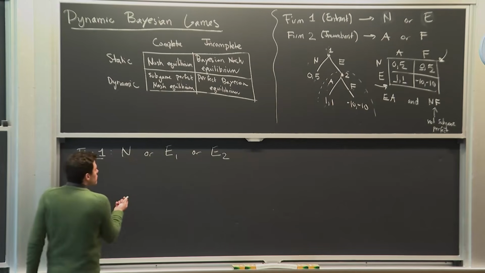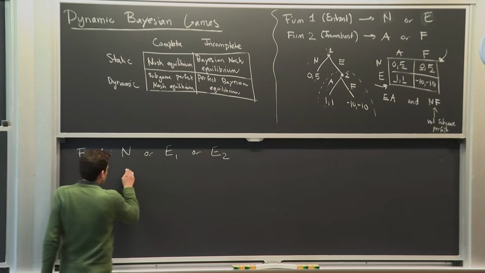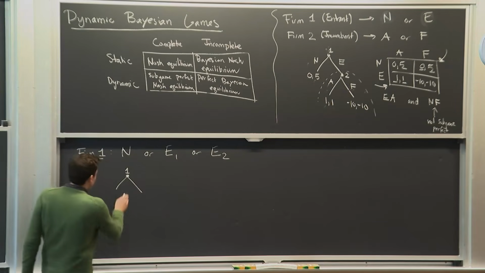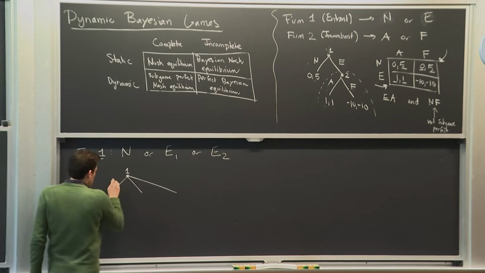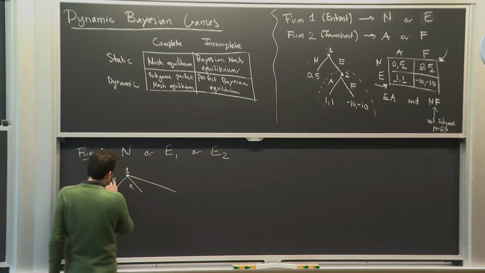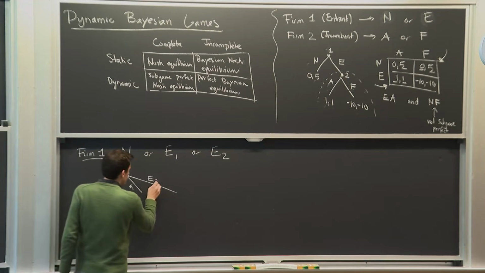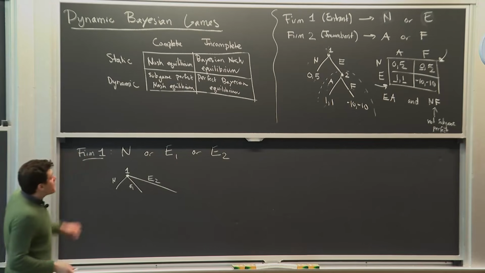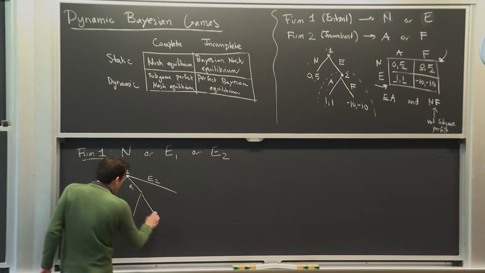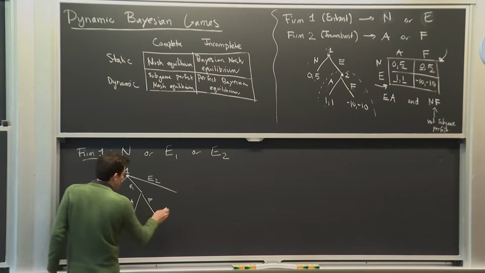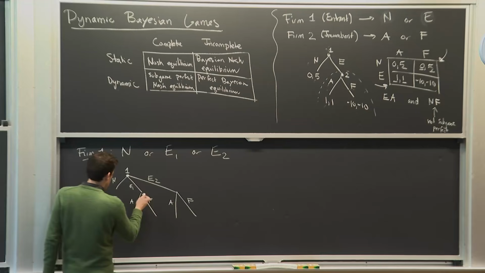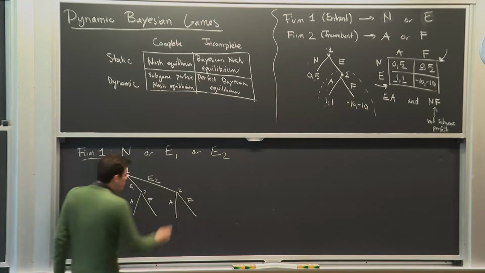And now let's write out how this looks. So we have firm 1 here. Firm 1 is now choosing not enter, E1 or E2. Again, if they don't enter, the payoff is 0.5. If they enter in this way, firm 2 chooses accommodate or fight. If they enter in this way, firm 2 chooses accommodate or fight. This is still firm 2, firm 2.